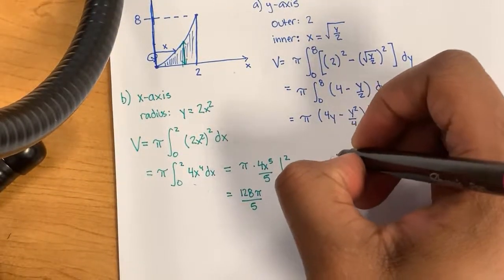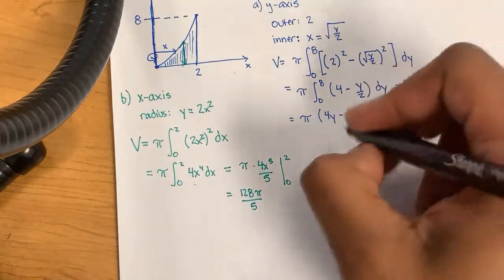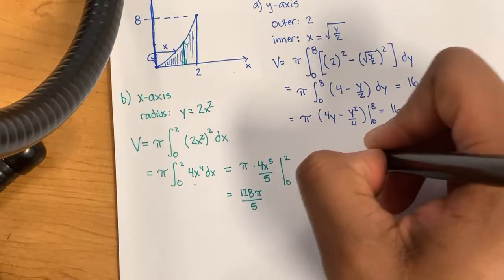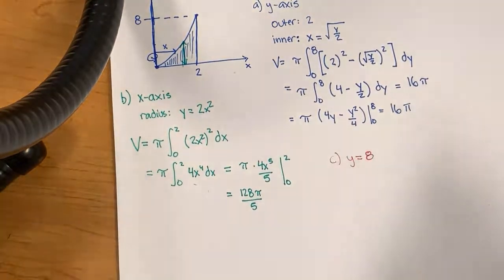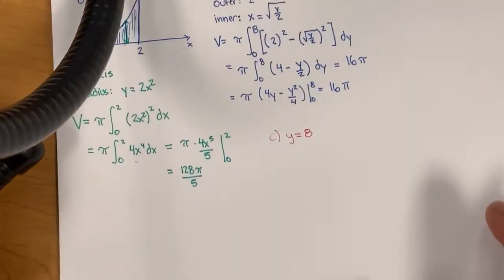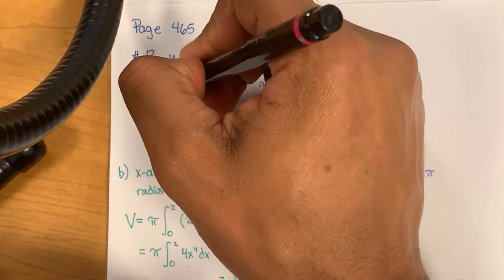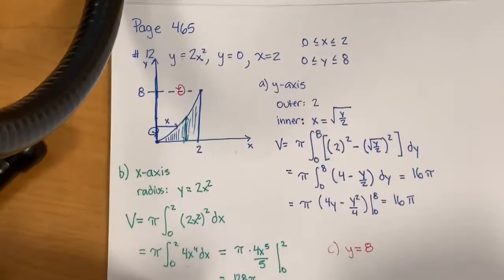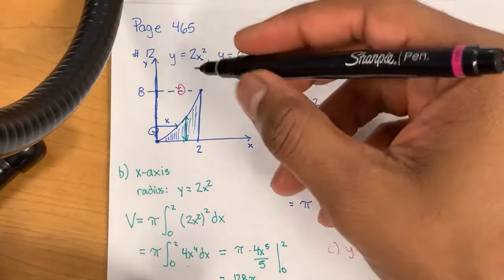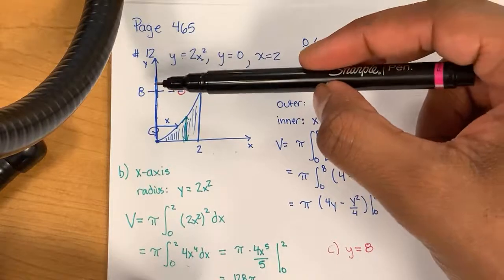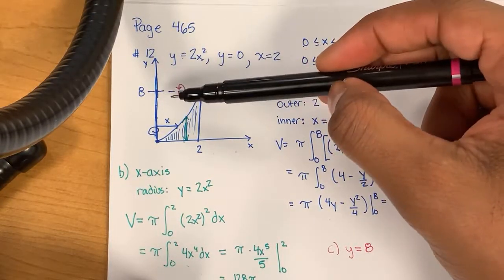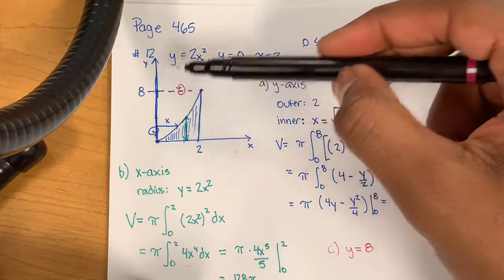So for part C, we're using y equals 8. So we're rotating around this line. So again, this is going to be a situation where we have a hole in the graph, which means we need to use the washer method.